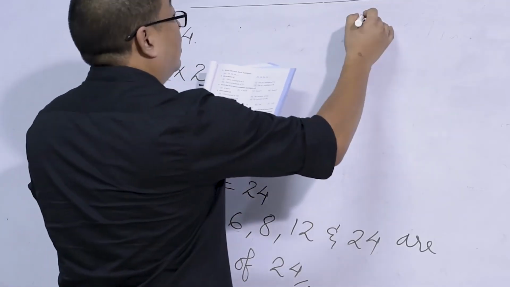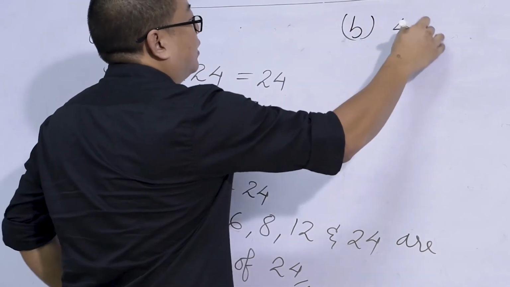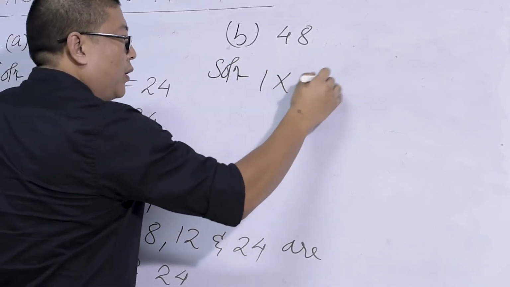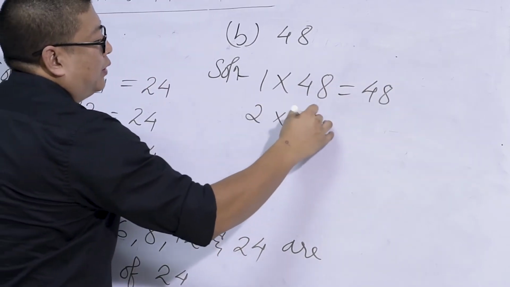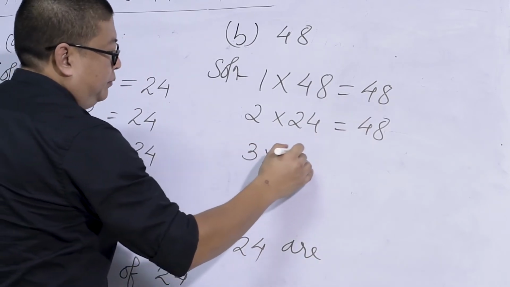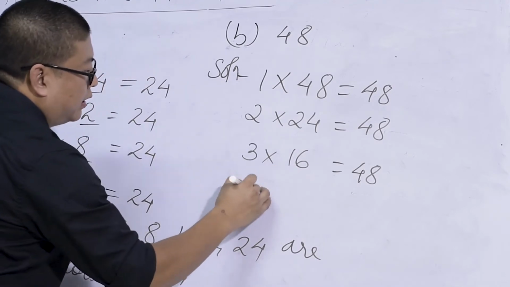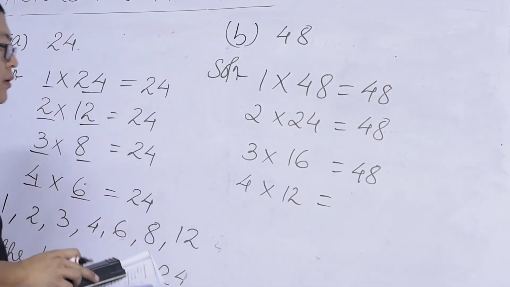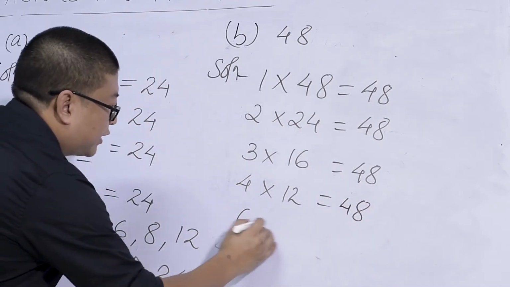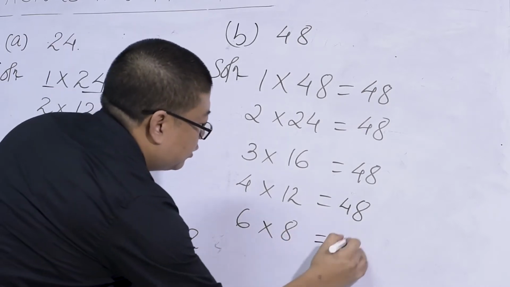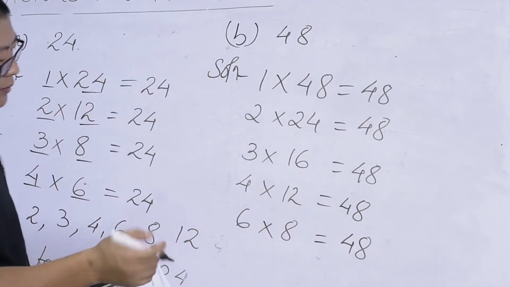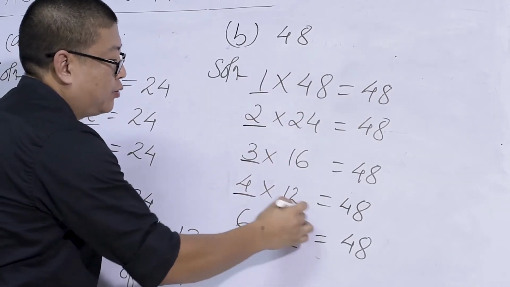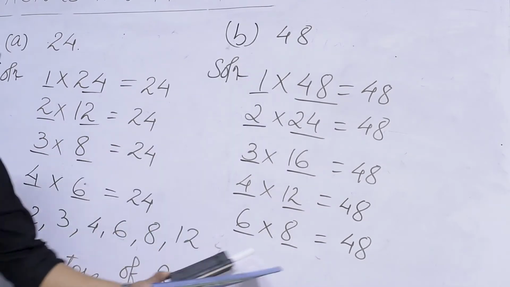Similarly for B, 48. I'll just do a rough, quick calculation to show you how it can be done. We can go with 1 into 48 is 48. 2 into 24 will give you 48. 3 into 16 will give you 48. 4 into 12 will give you 48. And 6 into 8 will give you 48. So 8 into 6, 6 into 8, same thing, no need to write again. So your factors will be 1, 2, 3, 4, 6, 8, 12, 16, 24, and 48. So these are the factors of 48.